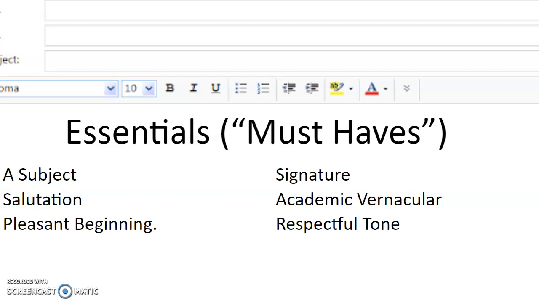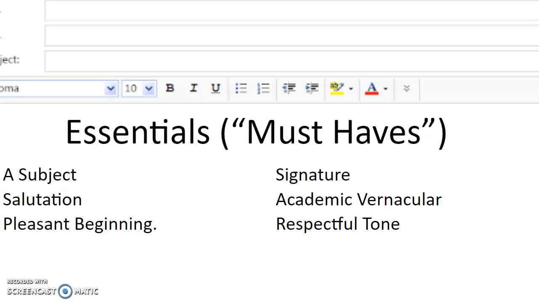You need some kind of pleasant beginning. I hope you are doing well. I hope things are going well, even if you don't care how I'm doing, okay? Even if you don't give two craps whether a professor is having a good day, it doesn't matter. Remember, you are emailing a professor because you want something. You want an answer to a question. You're asking for an extension. You're not going to be in class one day. So you need some kind of pleasant beginning that's going to make me want to help you, okay?